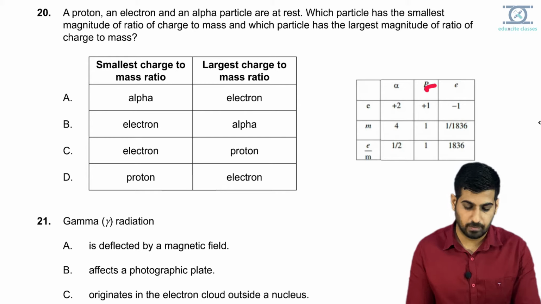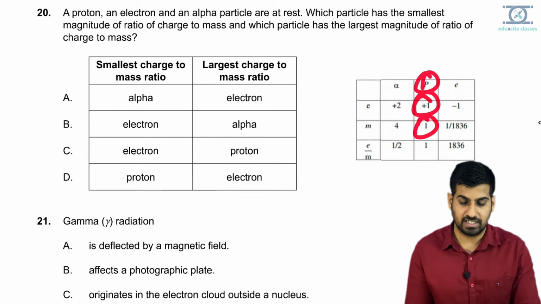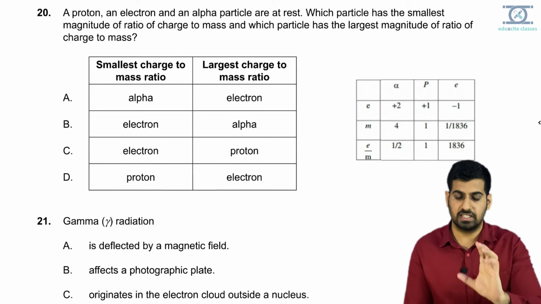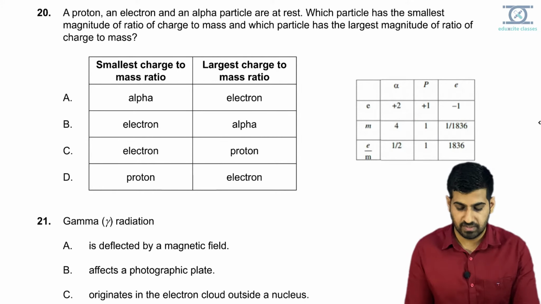Similarly, the magnitude of the charge on the electron and proton is plus 1, and the mass of one proton is taken as 1. A hydrogen atom has 1 proton, so we get 1, and 1 by 1 is 1.